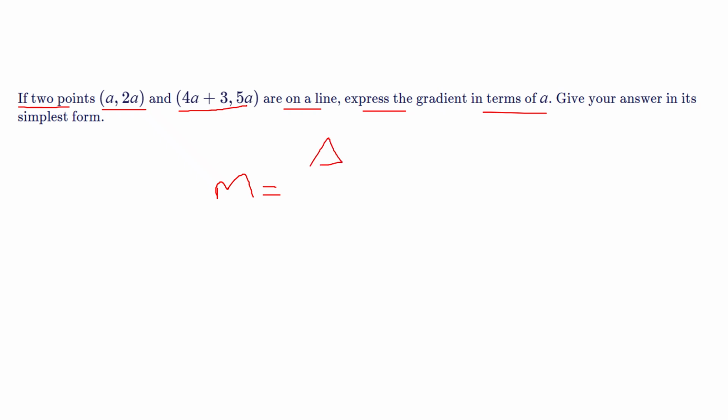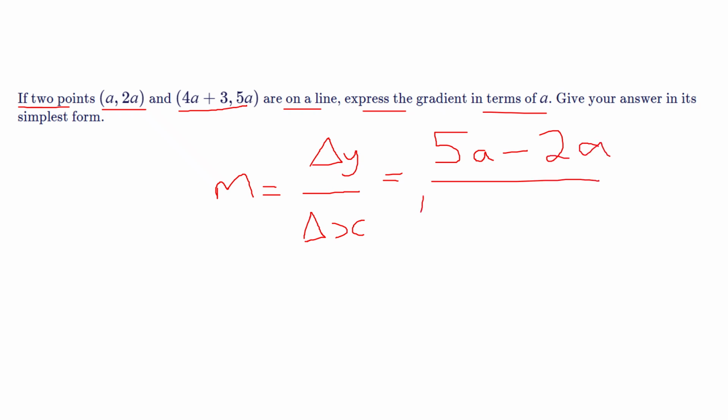So delta Y over delta X. So the difference in the Y coordinates divided by the difference in the X coordinates. So we're going to have 5A minus 2A on the top. So Y2 minus Y1. So 5A minus 2A all over 4A plus 3 minus A.